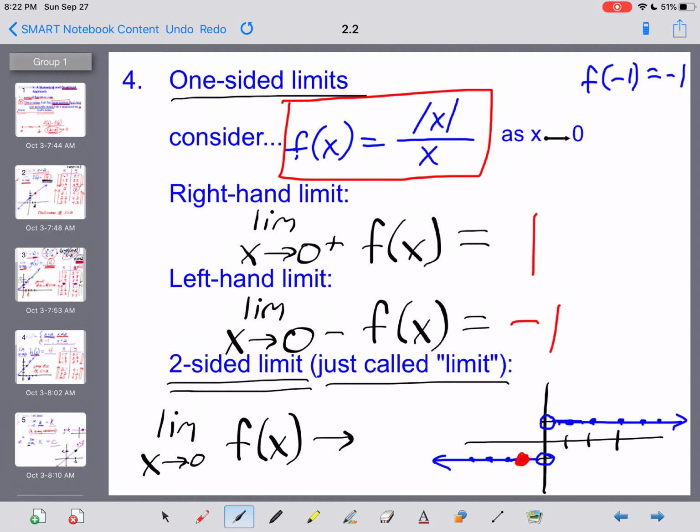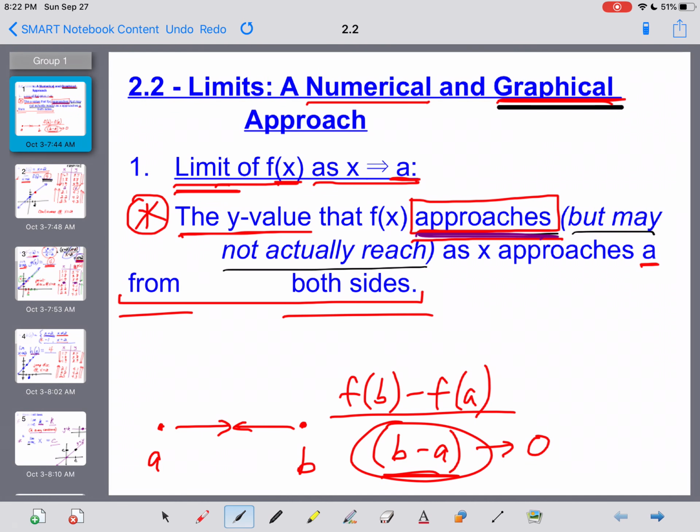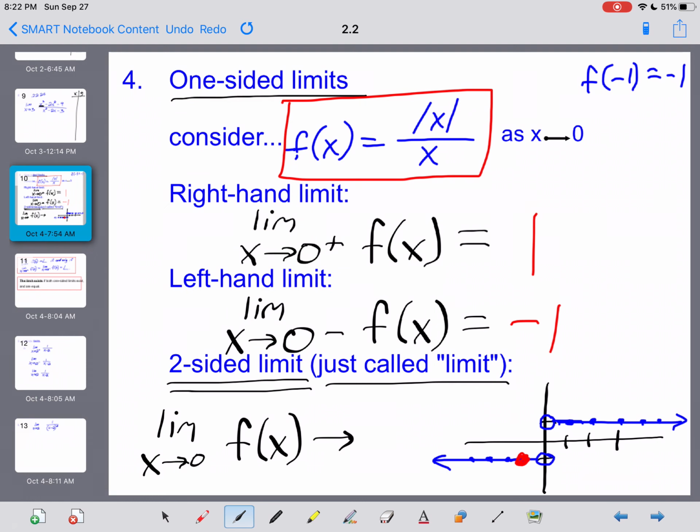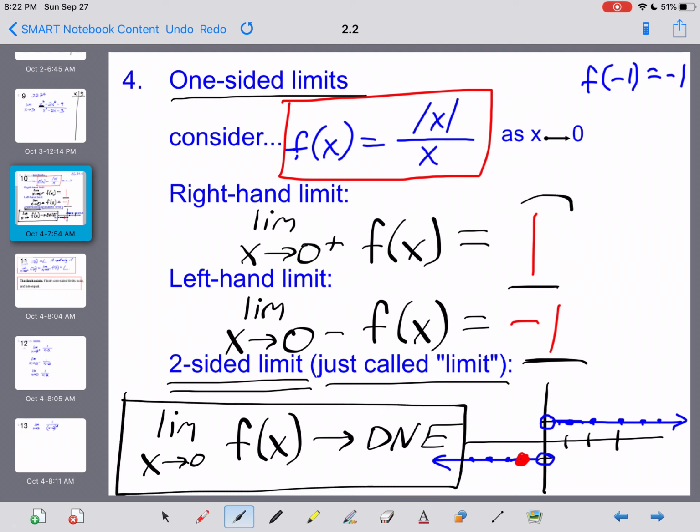We said that the definition of a limit is the y value that your function approaches as x approaches a from both sides. We do not have agreement in this problem on what y value our function is approaching from both sides. It approaches positive 1 from the right, and negative 1 from the left. So in this case, and those of you who know and love the movie Mean Girls are going to love this, the limit does not exist. A two-sided limit does not exist when your one-sided limits disagree with one another. Because 1 and negative 1 are not equal, we would say that the limit does not exist.